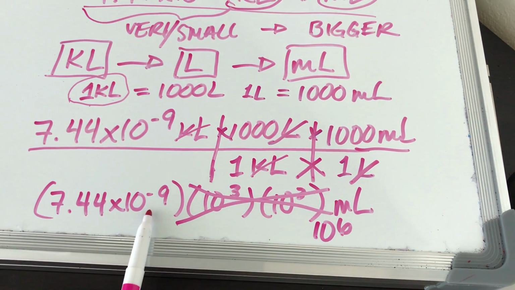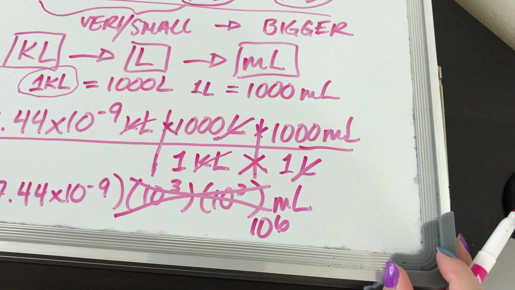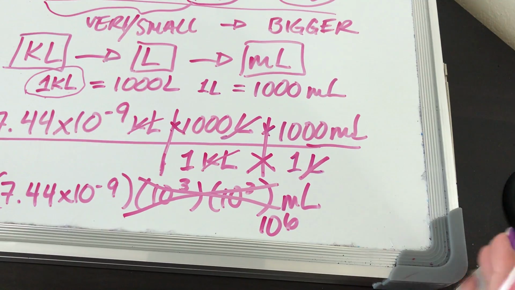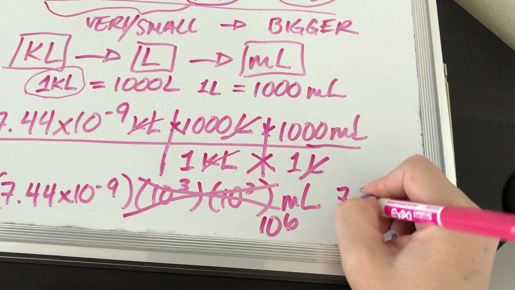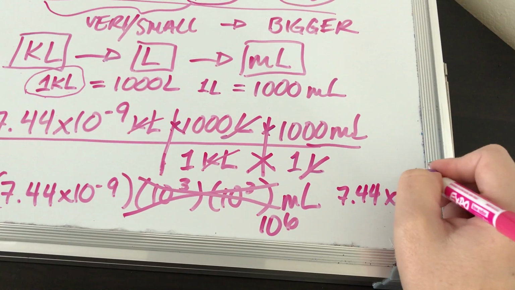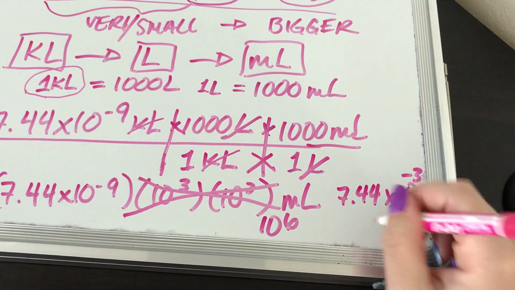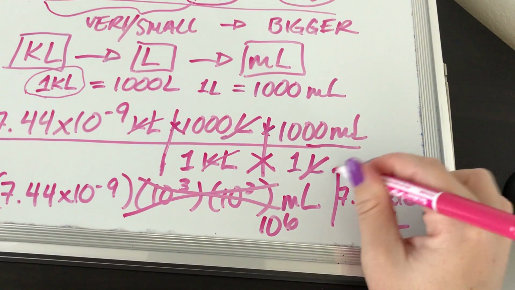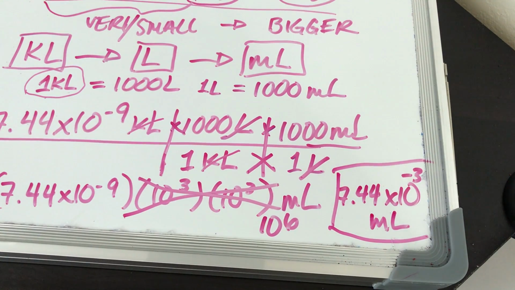And then when we add -9 and 6, what do we get? -3. Everybody okay with that? So we end up with 7.44 times 10 to the -3 milliliters. Okay?